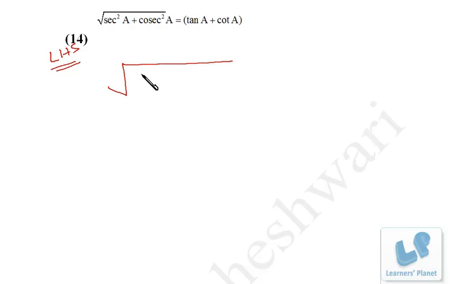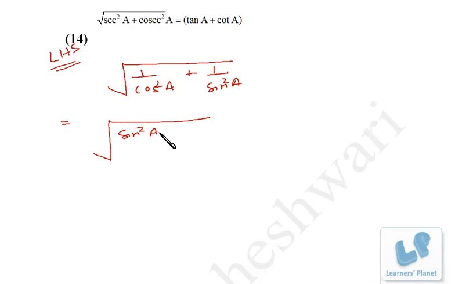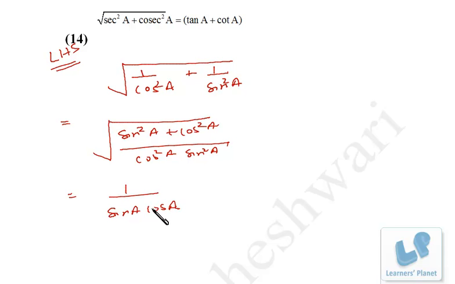Sec square a can be written as 1 upon cos square a, and cosec square a can be written as 1 upon sin square a, right? Now let's take LCM. So that's sin square a plus cos square a upon cos square a sin square a. Sin square a plus cos square a is 1, that we have already proved in the previous session. So 1 upon cos square a sin square a, and after taking the square root it will be sin a cos a, right?